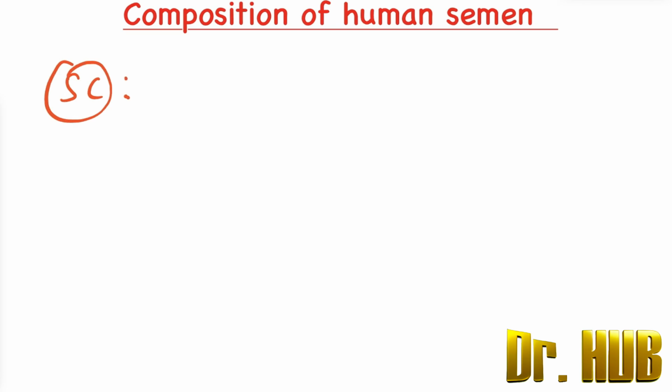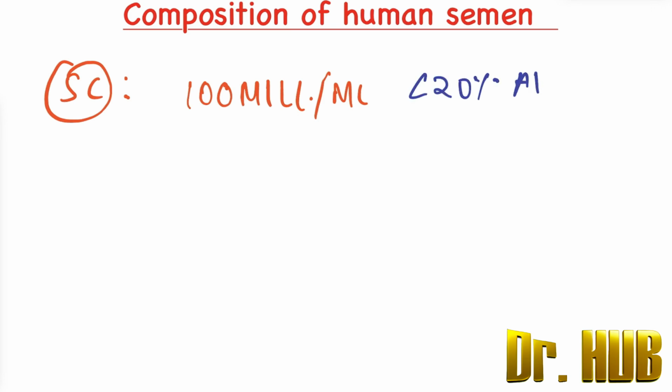Today we are going to look at the composition of the human semen. So first, what is the sperm count? The sperm count of human semen is on average about 100 million per ml, with less than 20% abnormal forms.